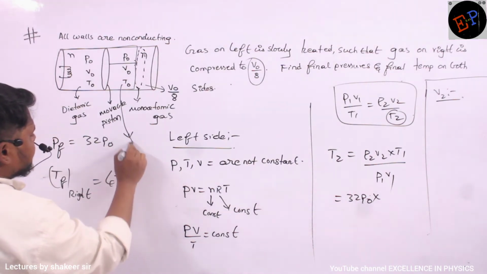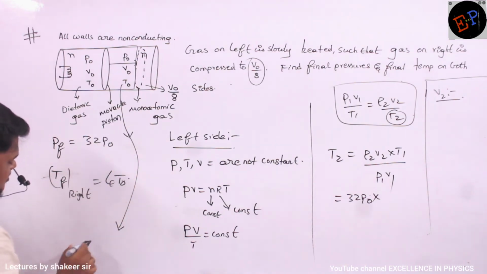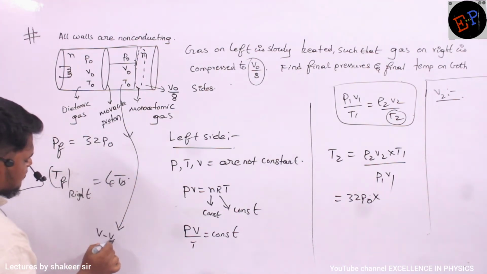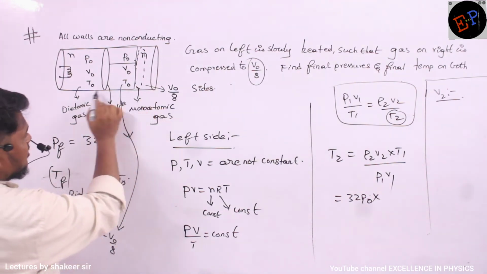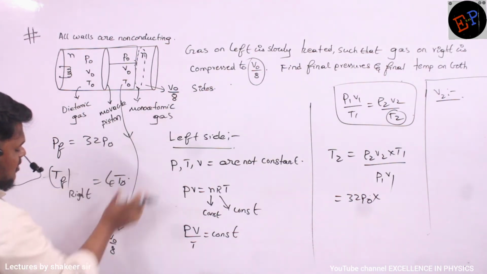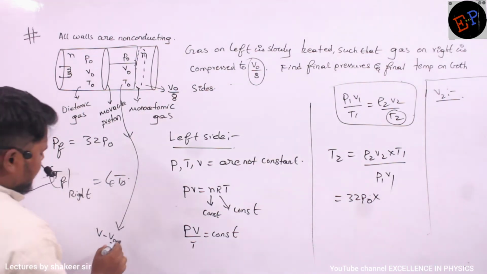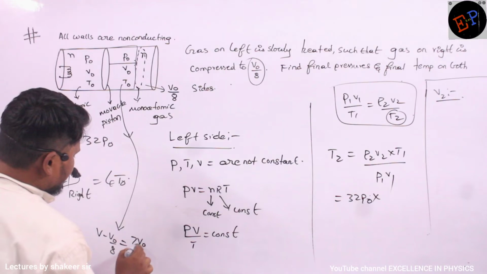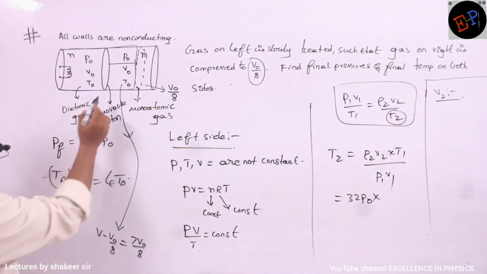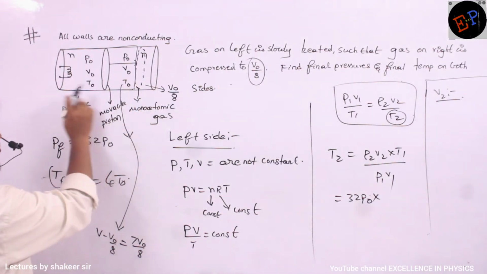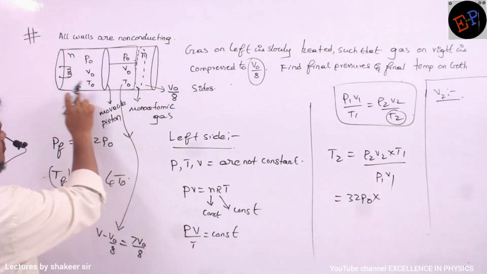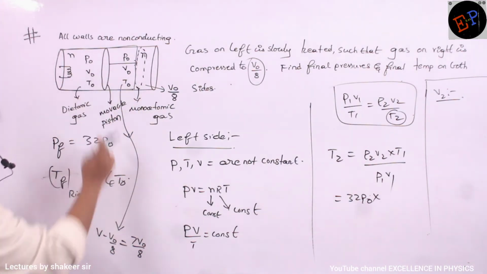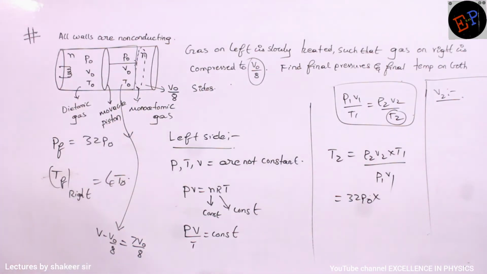This remaining volume is how much? It is V0 minus V0 by 8, because out of the total, V0 by 8 is gone. The remaining volume is V0 minus V0 by 8, which equals 7 V0 by 8. Only this volume. Now this is the total volume of the left side, so V0 plus 7 V0 by 8.